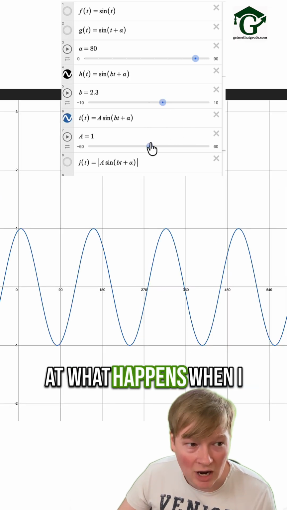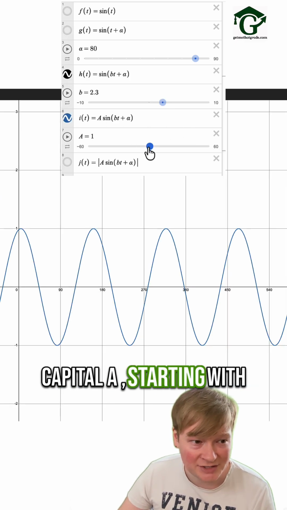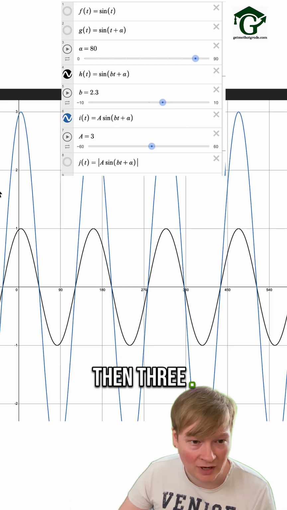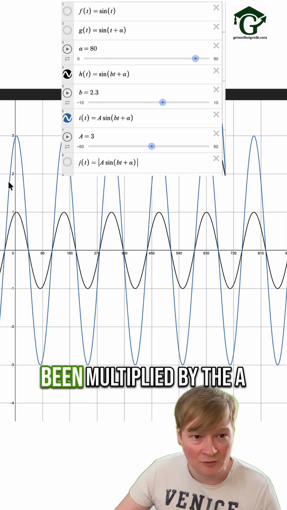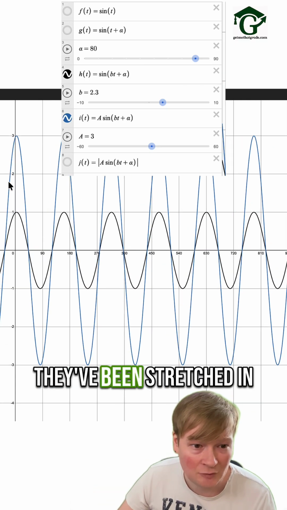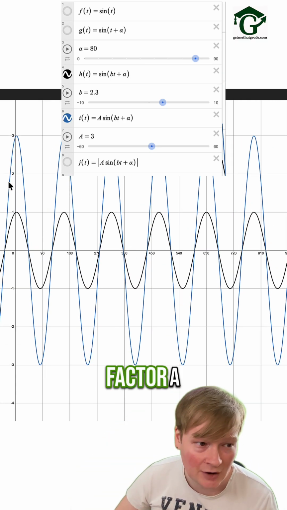Now let's have a look at what happens when I change the value of capital A, starting with 1, and then 2, and then 3. You can see that all of the y coordinates have been multiplied by the a value. They've been stretched in the y direction by scale factor a.